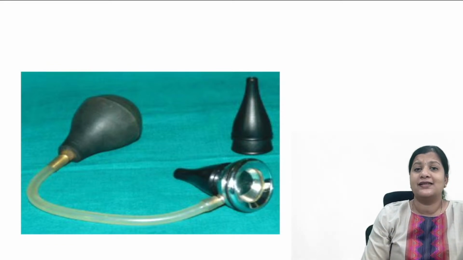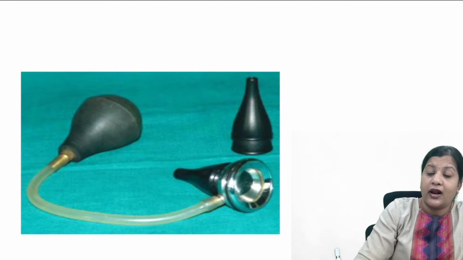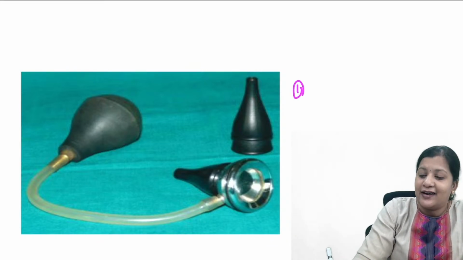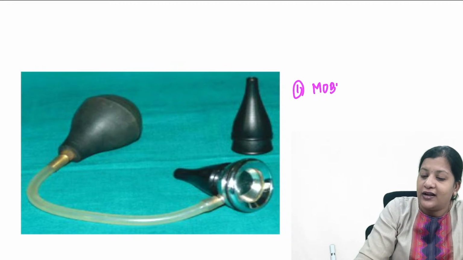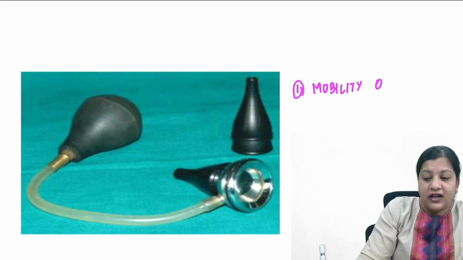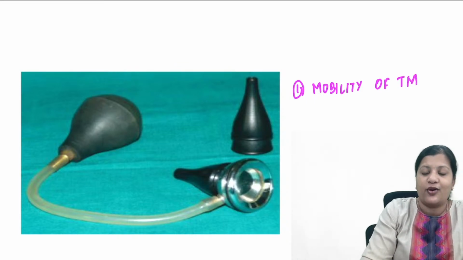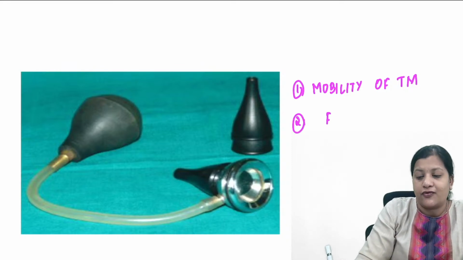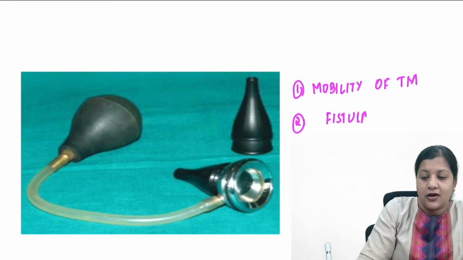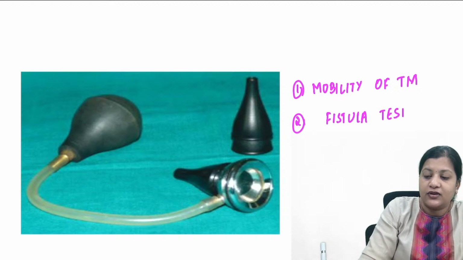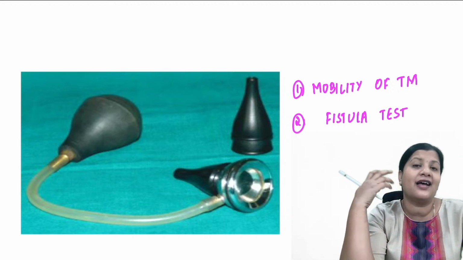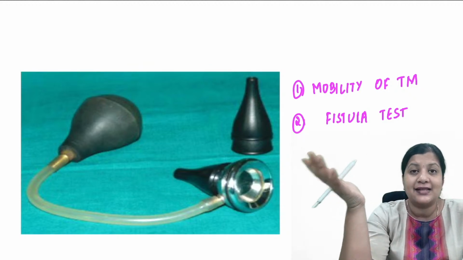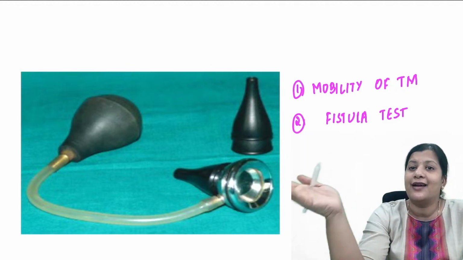Can you all tell me what is this instrument? This is used for identifying the mobility of the tympanic membrane. So if the tympanic membrane is mobile or not, we use this. The second use of this is to perform a fistula test. What is a fistula test? We put pressure in the canal and we see if the patient is experiencing vertigo or nystagmus. It usually indicates that there's a communication between the middle ear and the inner ear.